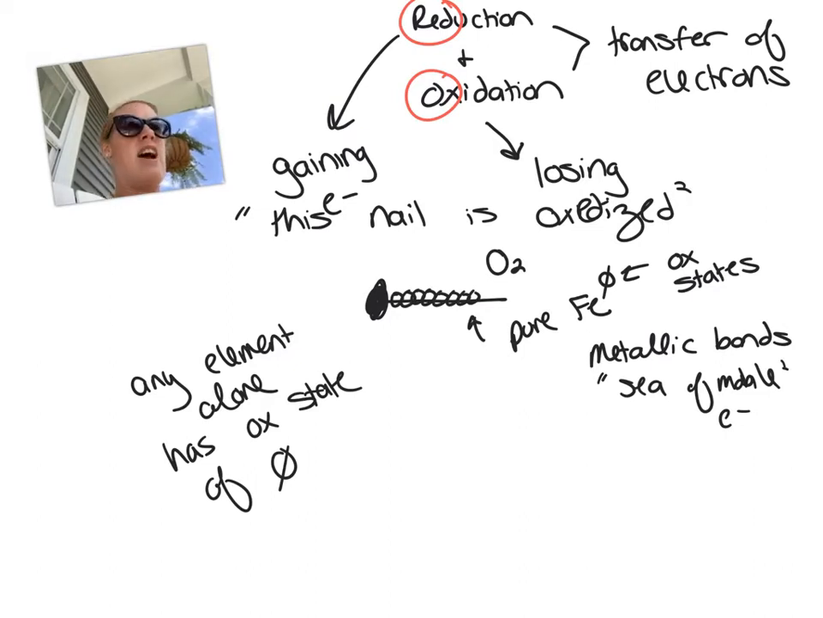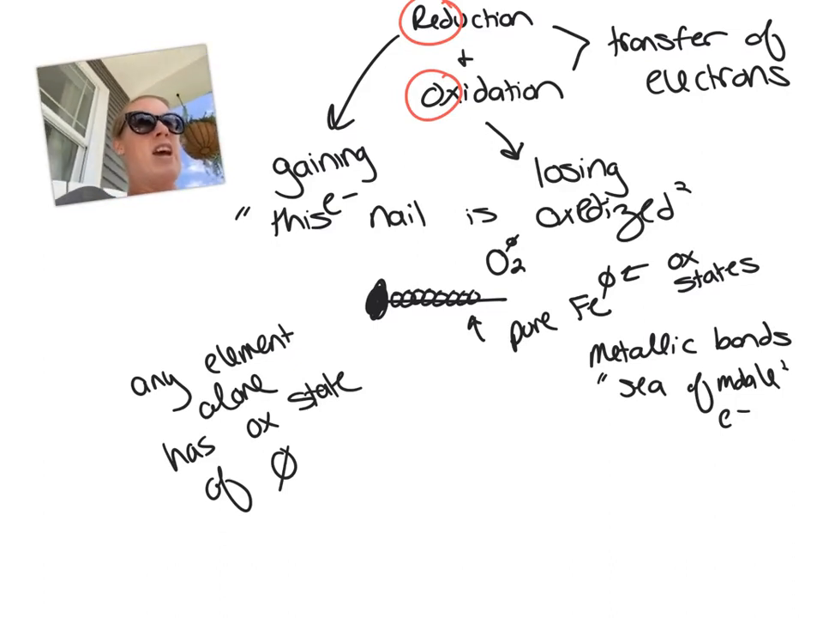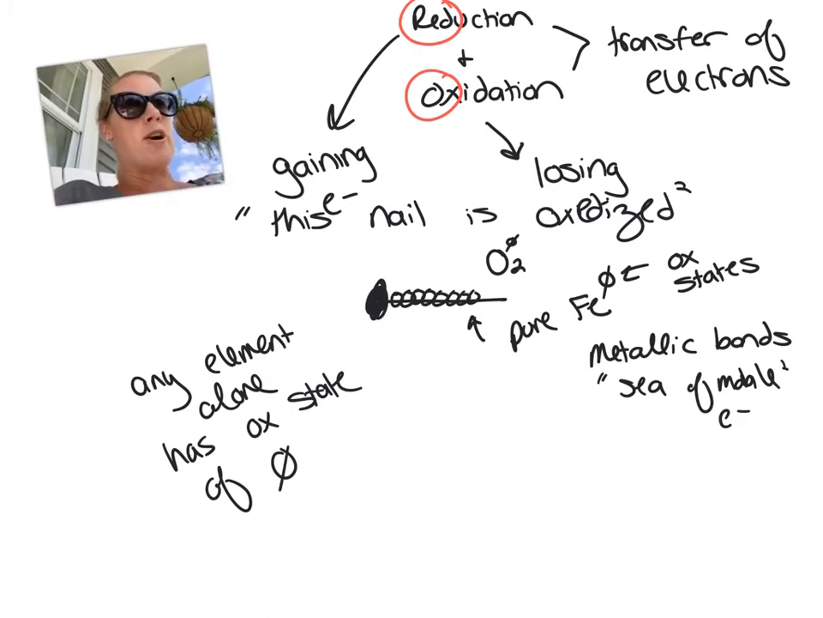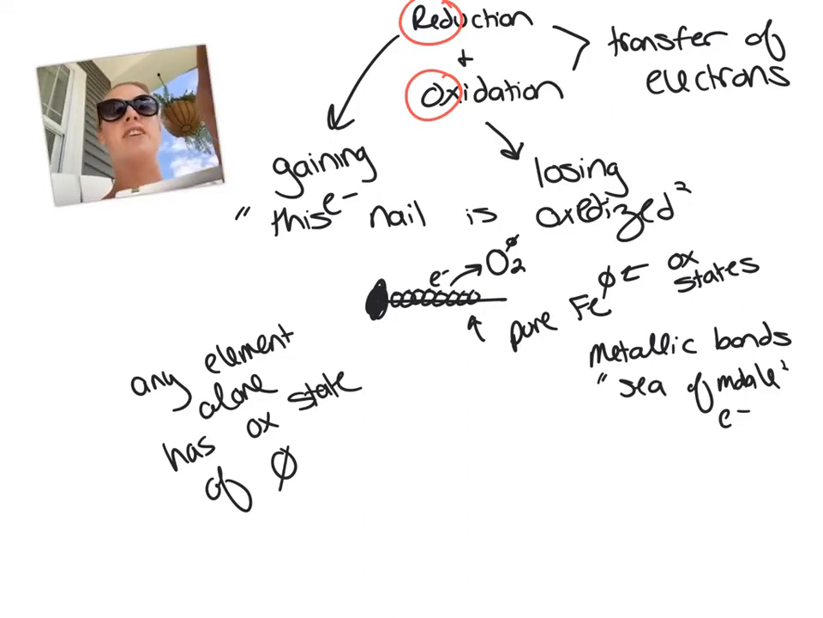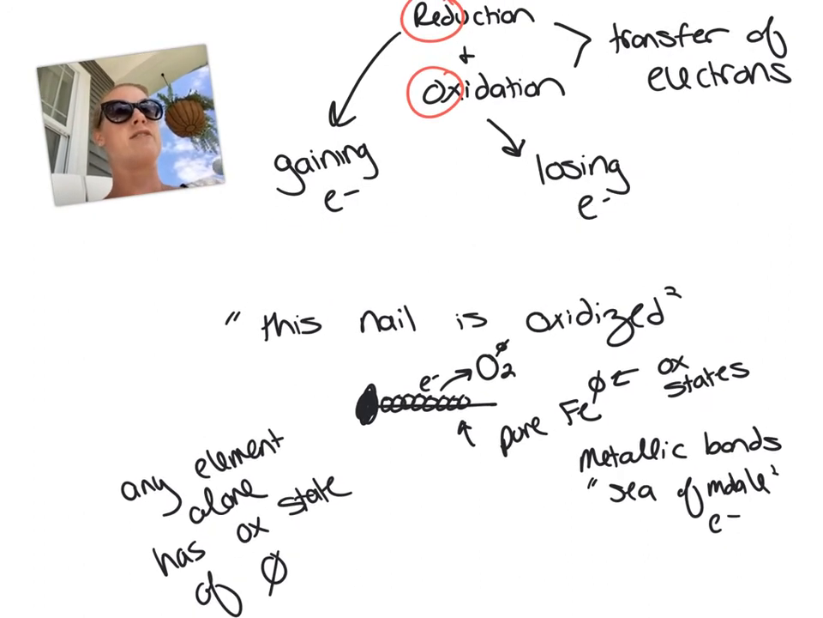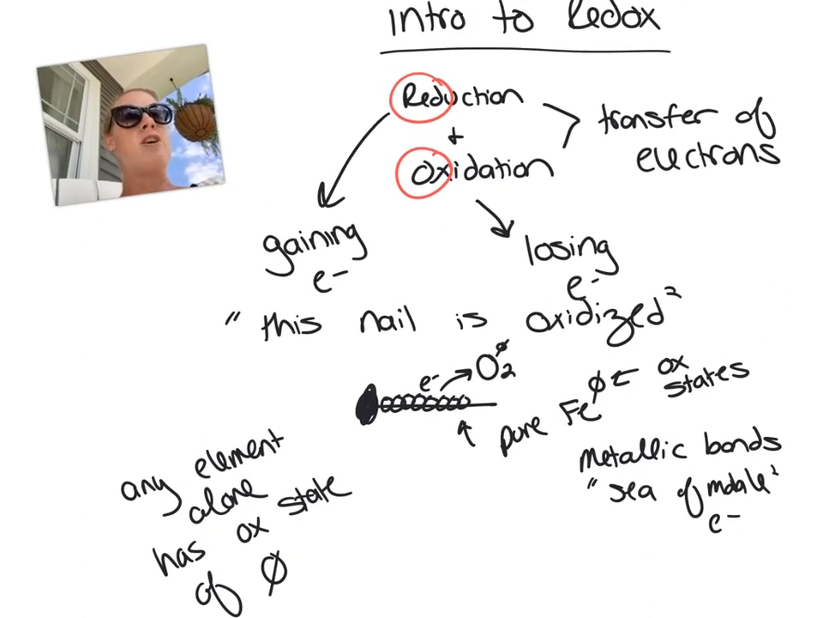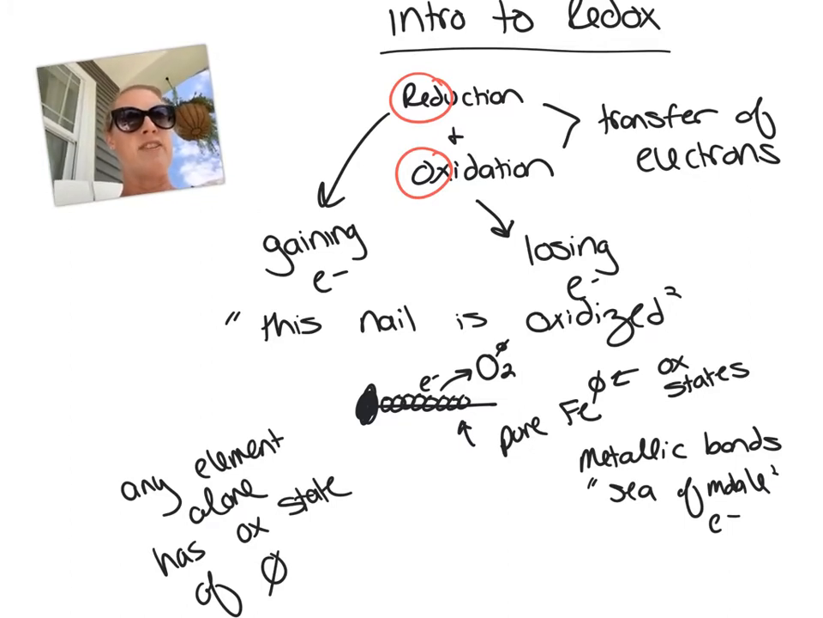And when the oxygen in the air that has an oxidation state of 0 reacts with the iron that has an oxidation state of 0, what happens is that electrons are transferred, okay? Electrons are transferred from the iron to the oxygen. Now let's go back up to what we talked about up here, right? Let's see if I can do this. So the iron is losing electrons, and the electrons are going from the iron to the oxygen.